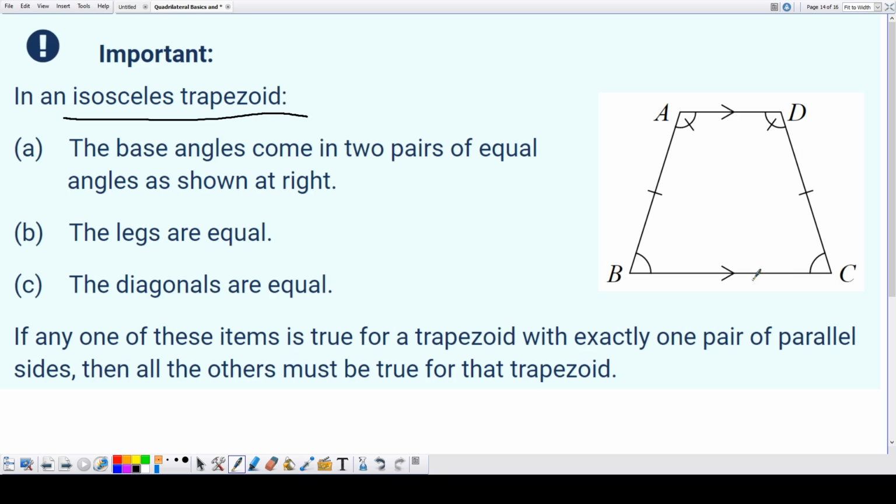An isosceles trapezoid, you have that base angles are in pairs of equal angles. So B and C are the same and A and D are the same. The legs are equal and the diagonals are equal. So AC is equal to DB. And note, if any one of these is true, if A is true, then B and C must be true. If C is true, then A and B must be true, and so on.